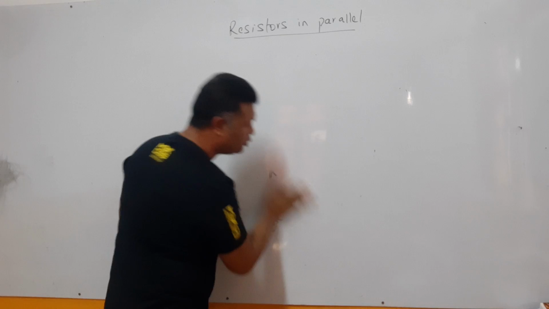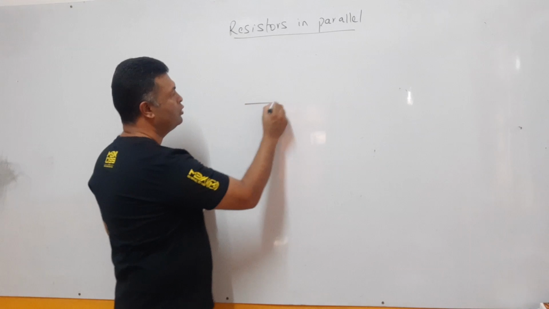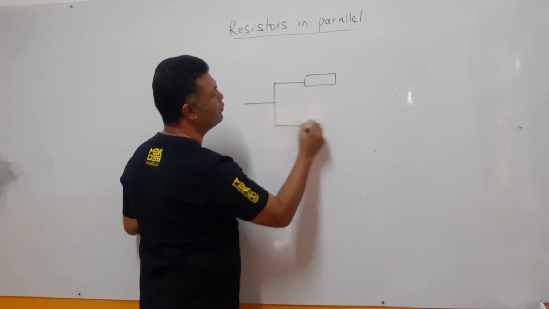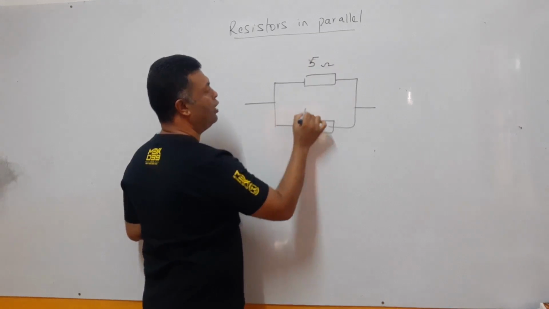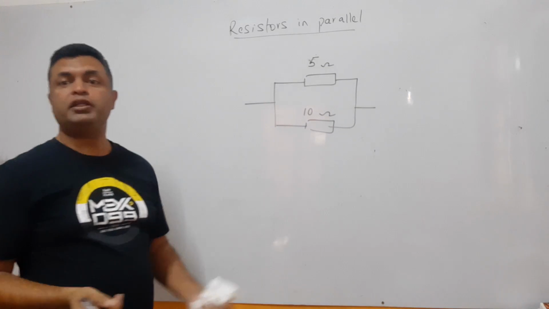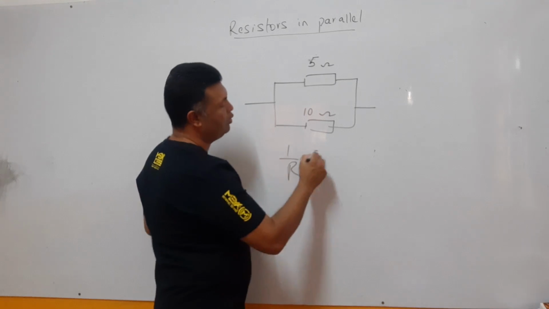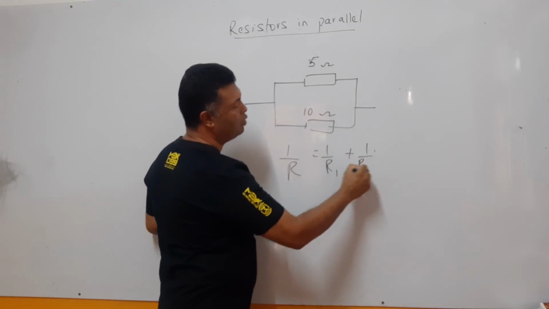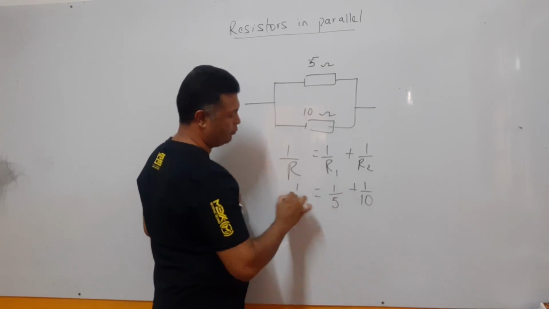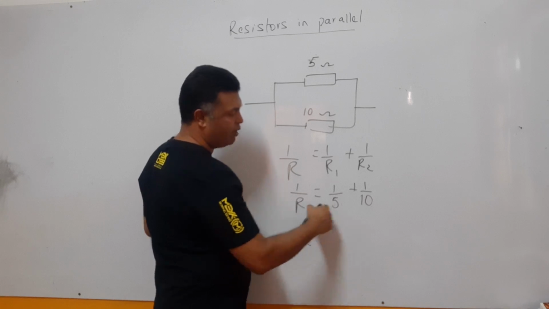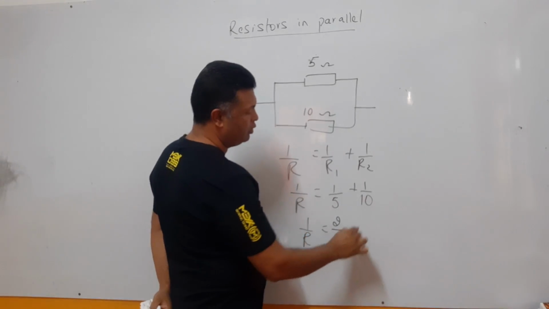Now, it's not always that it will be having identical resistors. They may be different as well. So if I take, for example, here I take 5 ohm, and here I take 10 ohm. They are not identical. So I have to proceed with the equation. So 1 over R equal to 1 over R1 plus 1 over R2. So this gives me 1 over 5 plus 1 over 10. So 1 over R, now you have 5 and 10 here. You have to calculate the LCM. So 1 over 5 becomes 2 over 10 plus 1 over 10.